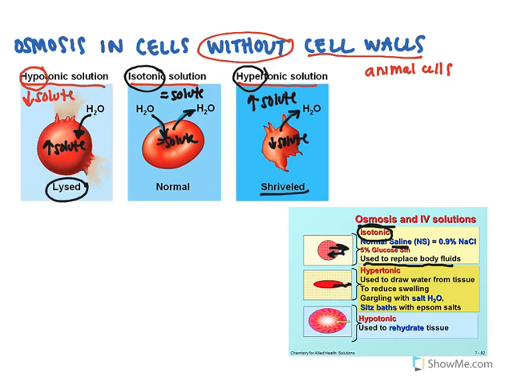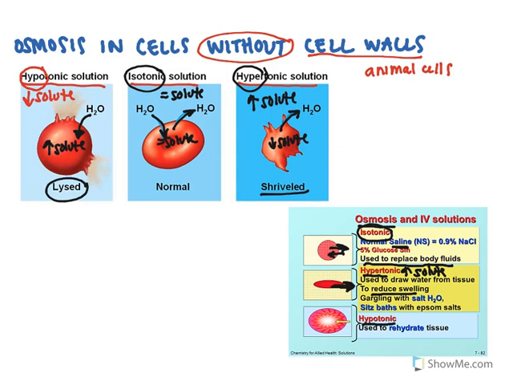If you need to make water leave your cell, so to reduce swelling, they will give you a hypertonic IV, which means that it has more solute. And remember, an IV is just pumping liquids into you. If there's more solute in that IV, then the water is going to want to leave your cell, and that will reduce swelling.